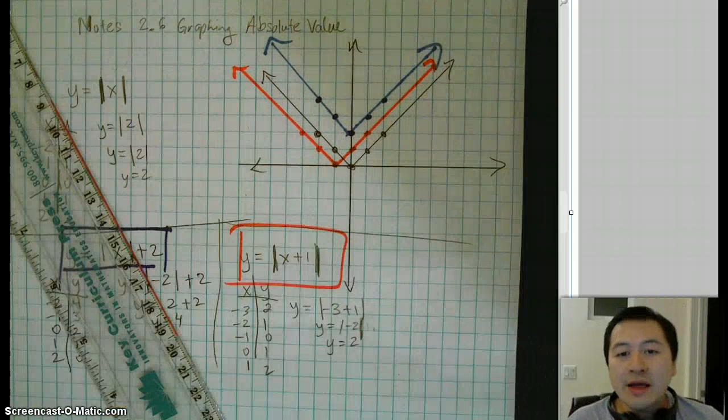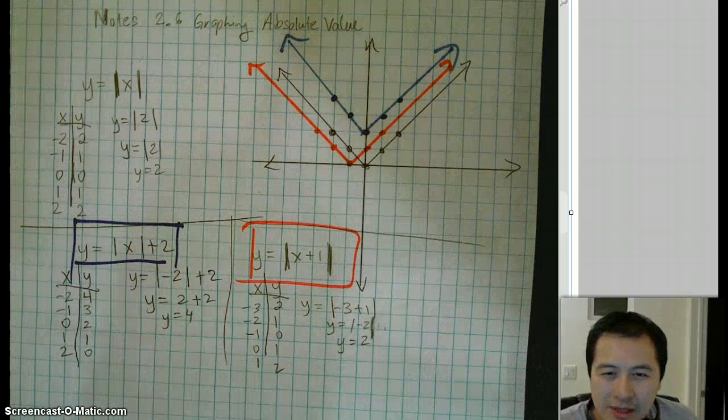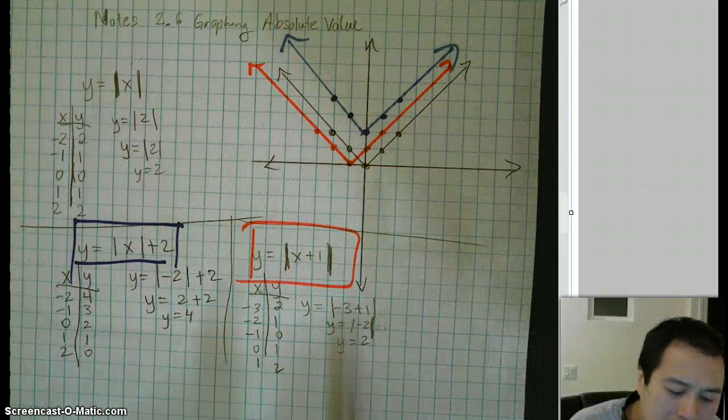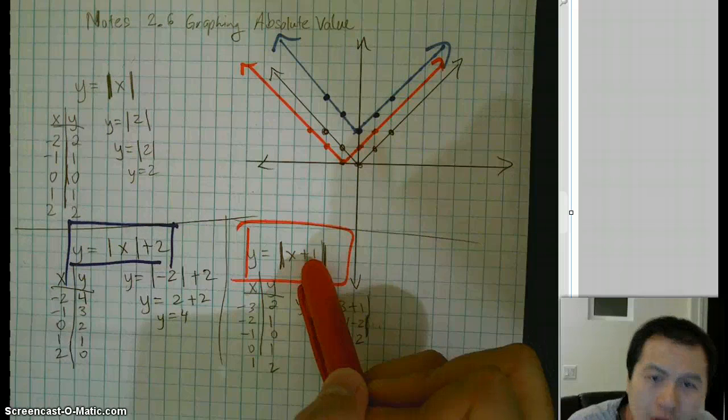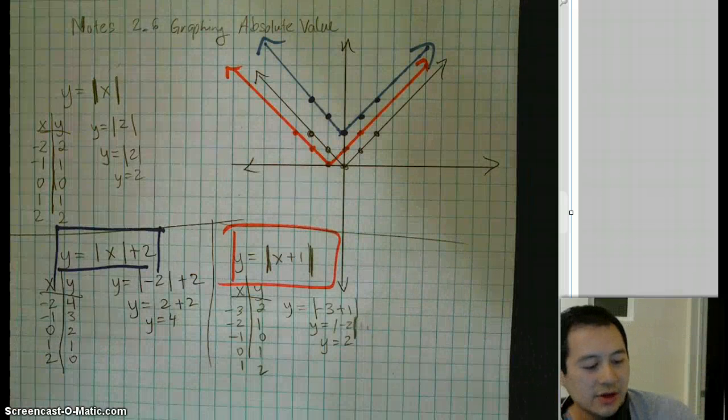And look at that. Compare that to the parent one. Compare that to the black one. What do you notice about that one? How did it move? It looks like it moved to the left 1. Interesting. Ask yourself, why to the left? Look at this. Isn't that a +1? Wouldn't it move to the right 1? Interesting, right? So ask yourself that. Try to figure out an answer.